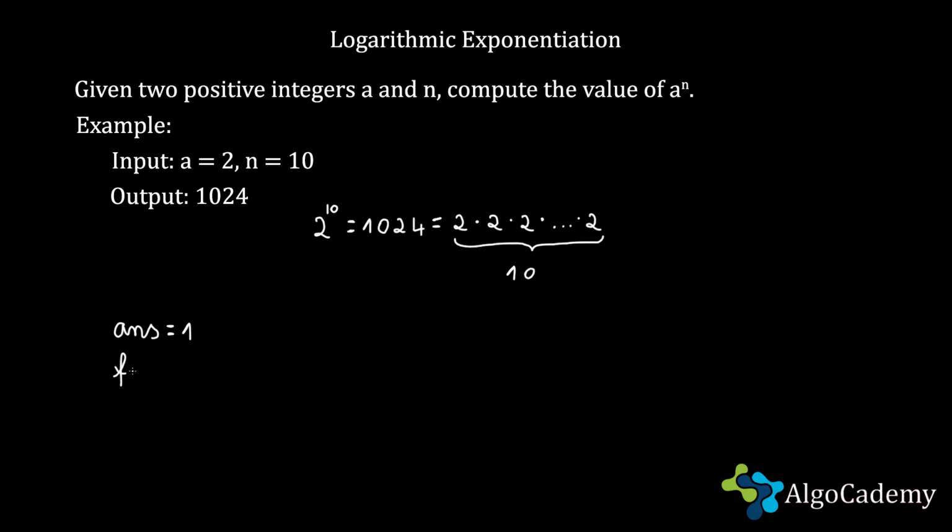And then for each value of i, from 0 all the way to n minus 1, or from 1 all the way to n, doesn't really matter. All that's important is that we make exactly n steps here. We can just multiply the answer by a. And at the end, we are going to have our answer, which we will return. So, straightforward, very simple.